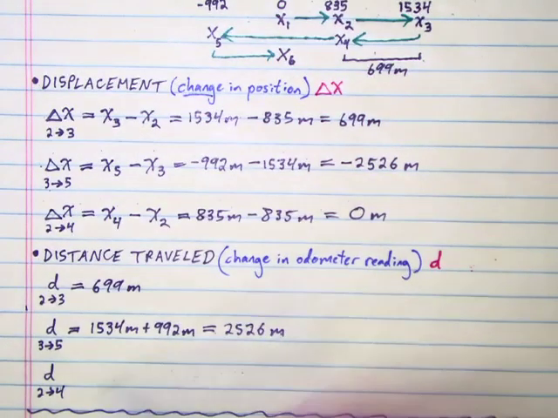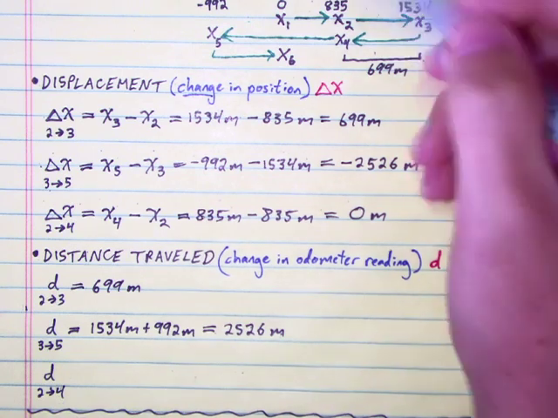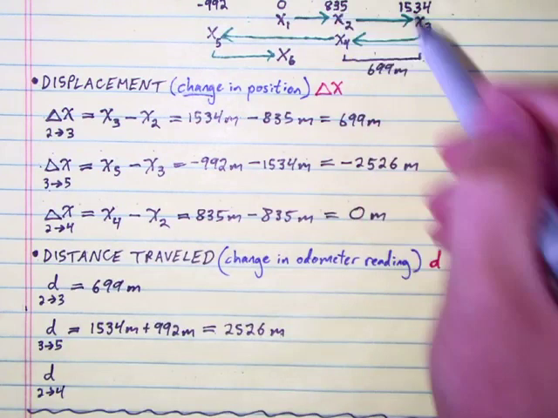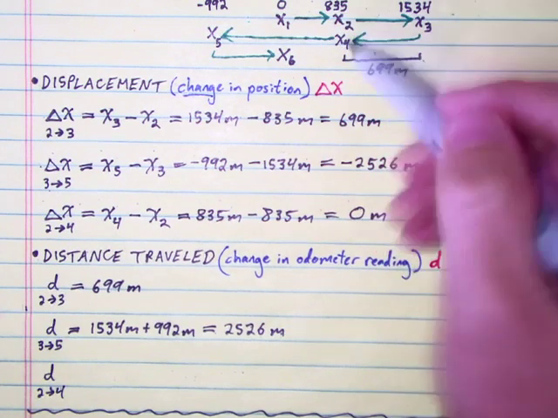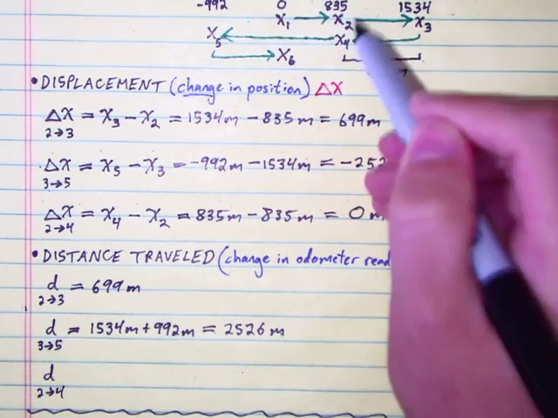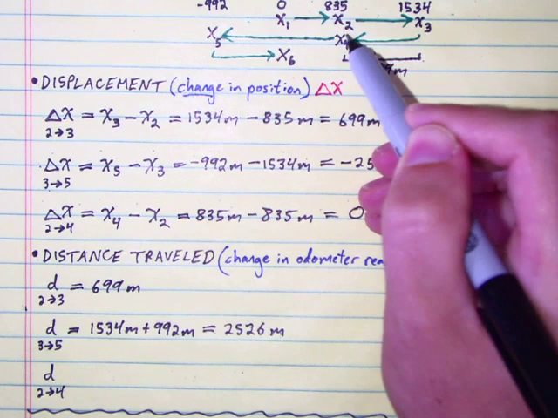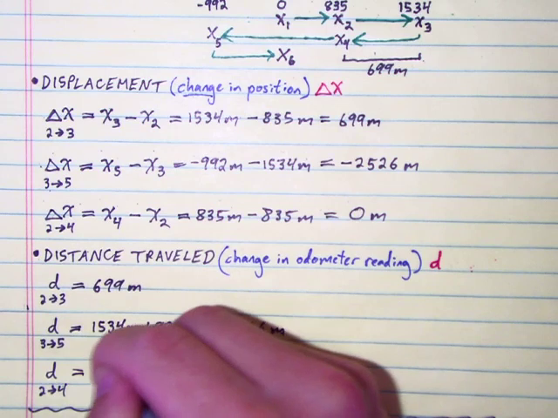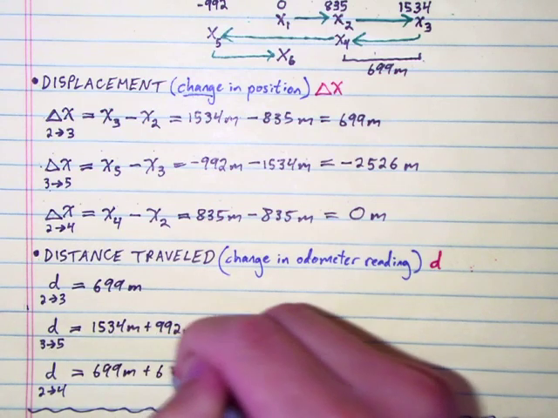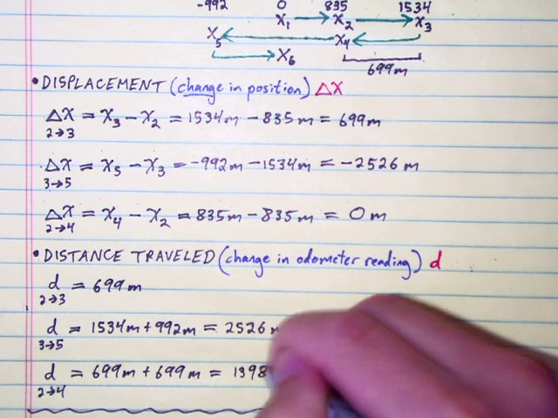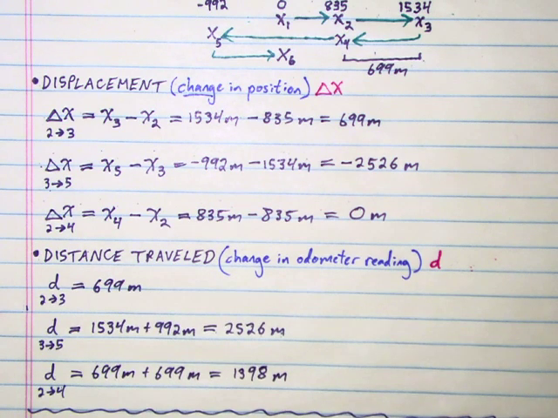Okay, and one more, the distance traveled between events 2 and 4. Here at event 2, he's at the gas station, 835 meters, and event 4, back here at the gas station. Okay, he ended up where he started, but in between, he moved 699 meters this way, and then another 699 meters back this way. So his total distance traveled is 699 plus 699. The odometer on his car would have gone up by 1398 meters.